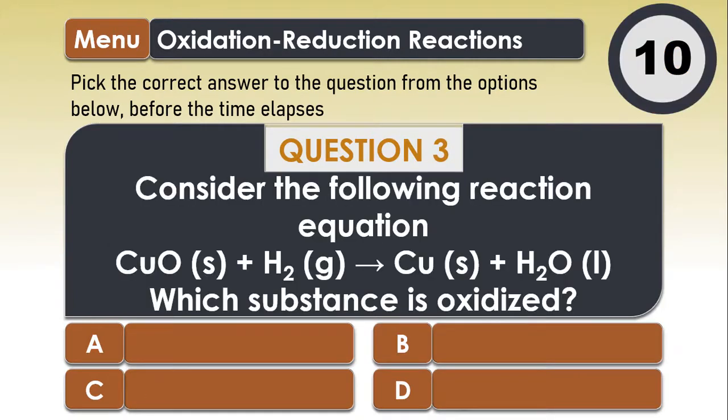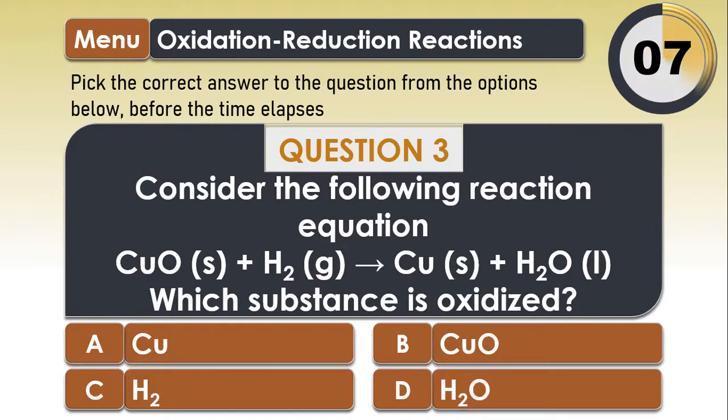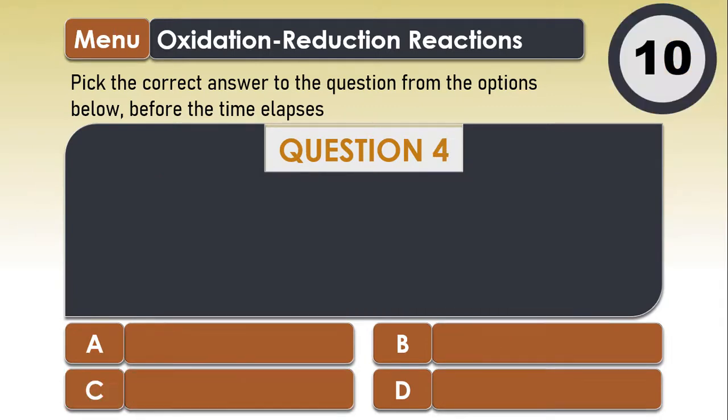Question 3. Consider the following reaction equation. Which substance is oxidized? A, copper. B, copper 2 oxide. C, hydrogen. And D, water. The correct answer is C, hydrogen.